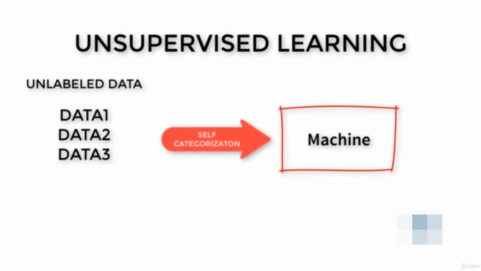Neither classified nor labeled, allowing the algorithm to act on that information without any guidance. Here the task of the machine is to group unsorted information according to similarities, patterns, and differences without any prior training of data. Unlike supervised learning, no teacher is provided. That means no training will be given to the machine. Therefore, the machine is restricted to find the hidden structure in unlabeled data by itself.